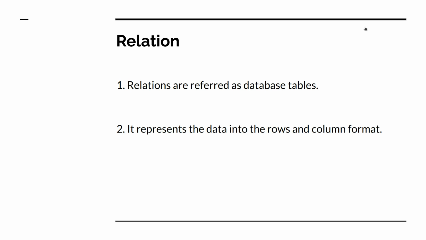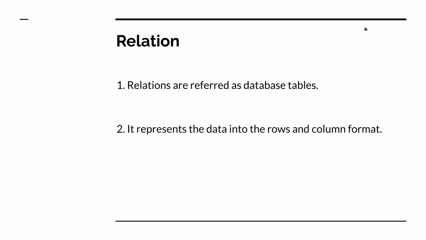Now the next thing is the relation. What is a relation? A relation can be referred to as a database table, and it represents data in rows and column format, where each row represents a record and each column represents an attribute. A record is always a collection of various attributes, and these records, stored within the relation or table, are used to form information about an object using attributes.